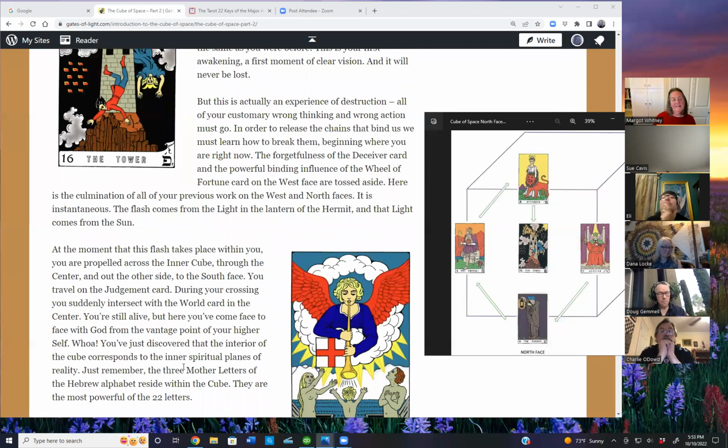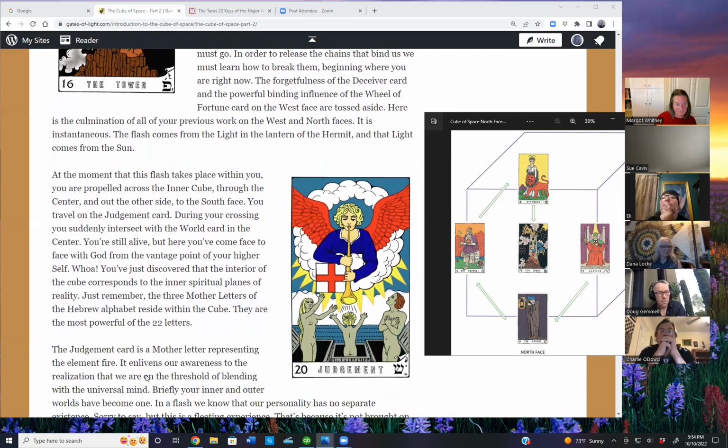At the moment that this flash takes place within you, you are propelled across the inner cube, through the center and out the other side to the south face. You travel on the judgment card. During your crossing, you suddenly intersect with the world card in the center. You're still alive, but here you've come face to face with God from the vantage point of your higher self. Whoa! You've just discovered that the interior of the cube corresponds to the inner spiritual planes of reality.